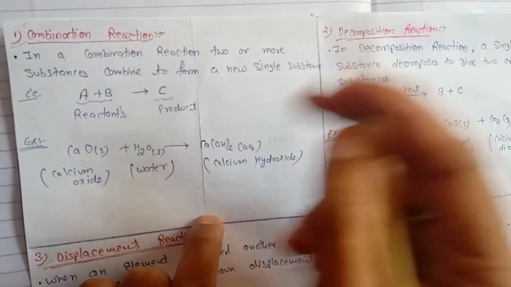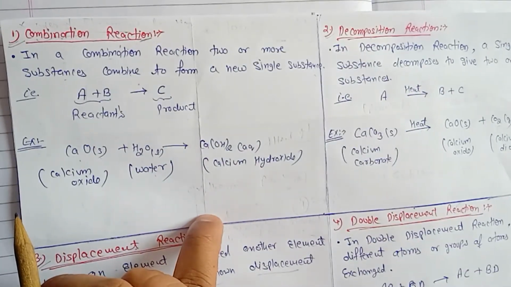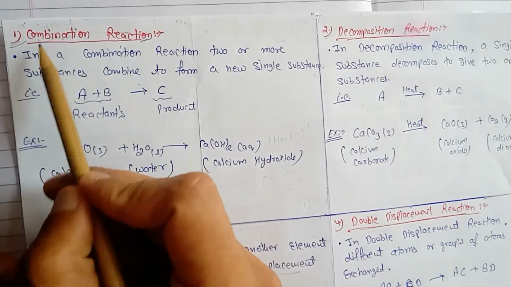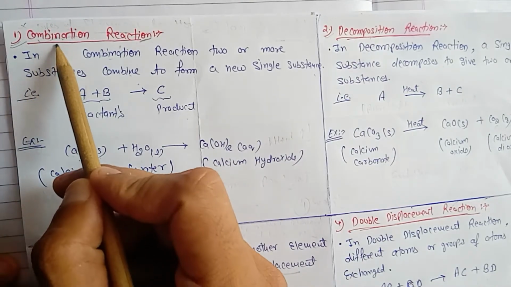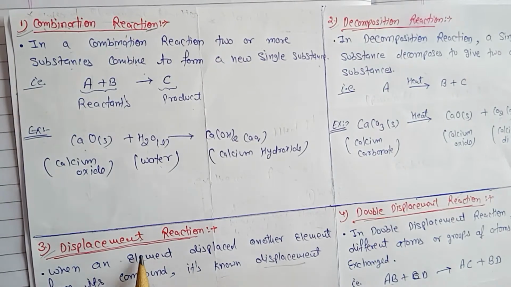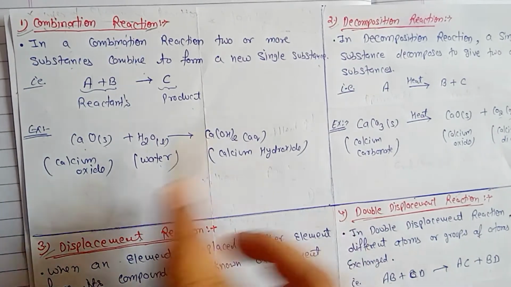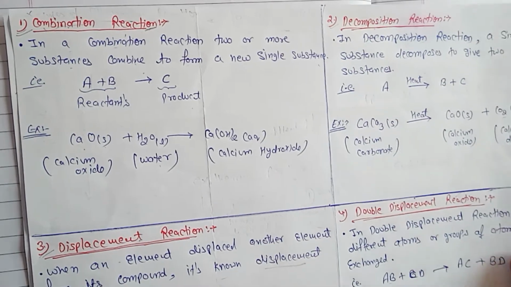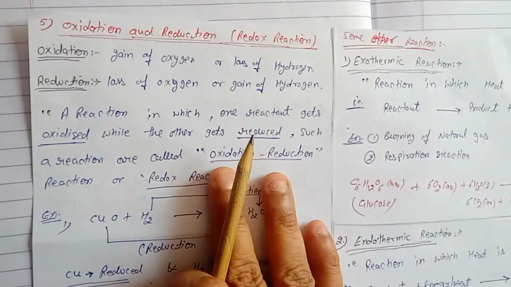We will start chapter number 1, which is chemical reactions and equations. In the last lecture we started the types of reactions, and we discussed combination reaction, decomposition reaction, displacement reaction and double displacement reaction. These four types of reactions we discussed in the previous lecture. Now we will continue this same topic.